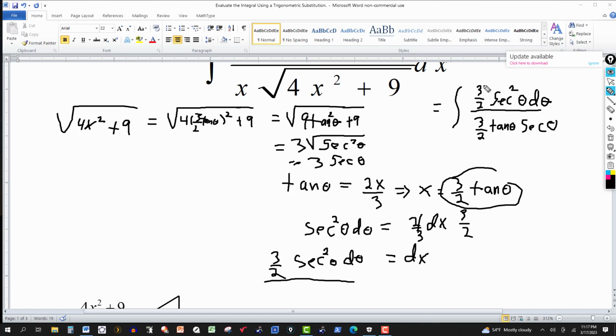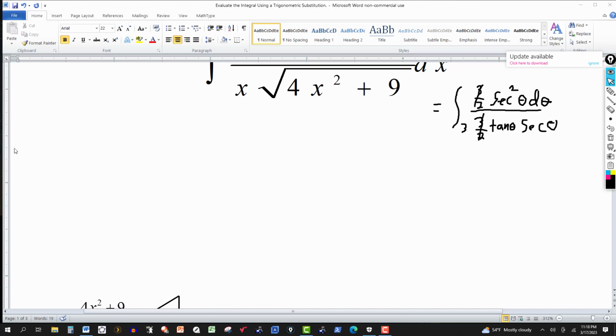But let's do this first. We know the 3/2 are going to cancel. These are going to cancel. And then I've got the 3 from right here, from the square root of 9. So I bring this 3 over here. Now we're ready to work the problem out. Let me clear some of this stuff here. We don't need this.